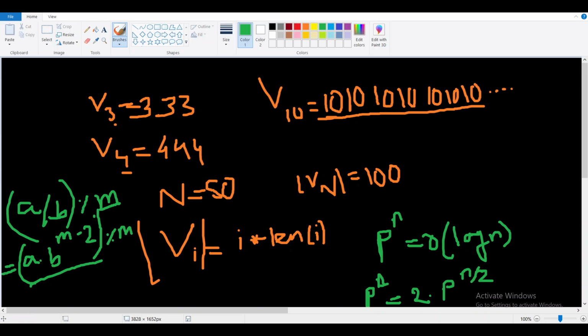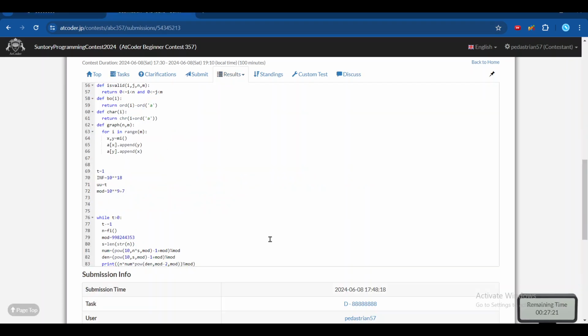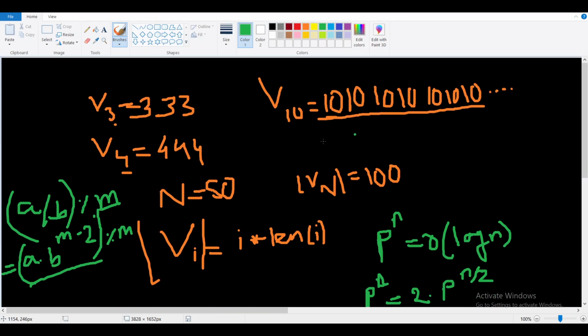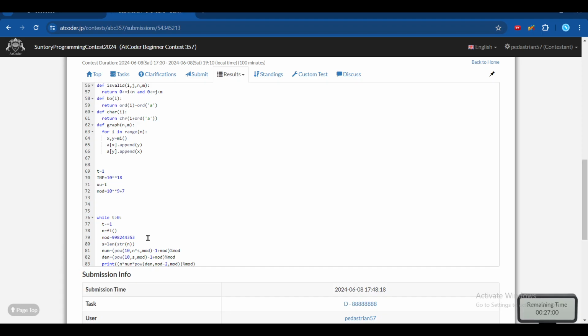Okay. So now let's jump into the code. So our formula, let's visit that again. Let me write it here. This is nothing but 10 to the power n s minus 1 by 10 to the power s minus 1 into n. Now what is s? s is the number of digits in n. So s is the length of str of n in Python.